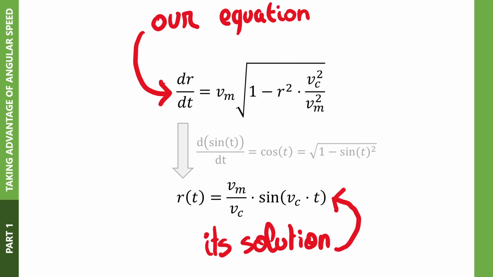It looks kinda difficult to solve because you have the derivative of a function depending on the function itself. Luckily, if you look closely, it looks very similar to the derivative of the sine function. And if you pick the good constants, you find easily that r of t is equal to Vm over Vc multiplied by sine of Vc t.